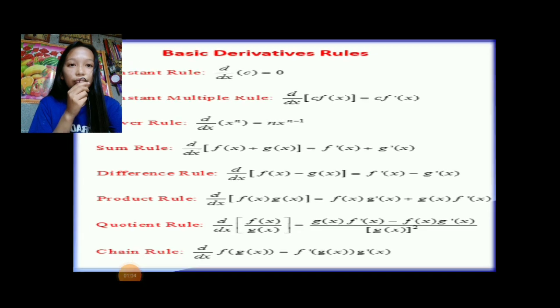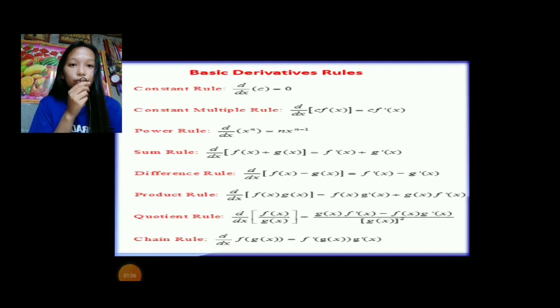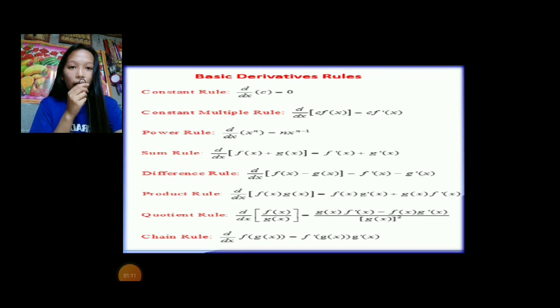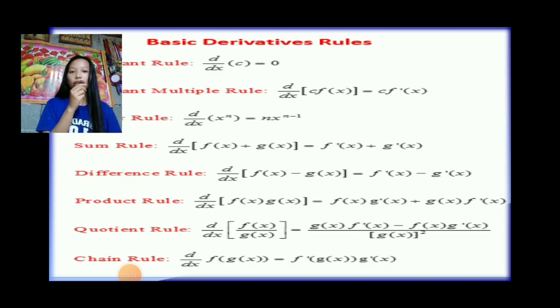So these are the basic derivative rules. We have the constant rule, constant multiple rule, power rule, sum rule, difference rule, product rule, quotient rule, and of course the chain rule.